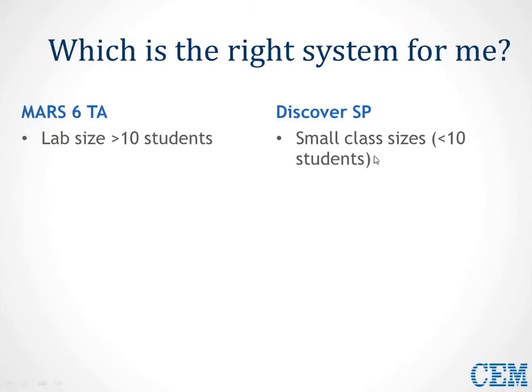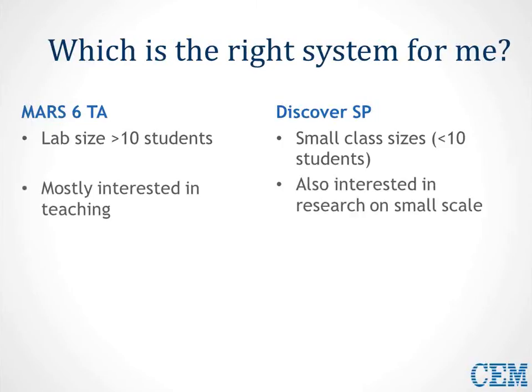If you have a small class size, say less than 10 students, and especially if they're running in pairs, for example, then you might want to think about the Discover SP, because even though it's one reaction at a time, these reaction times are so very quick that the students usually can get them done, and they're usually staggered as it is because some students work faster than others.